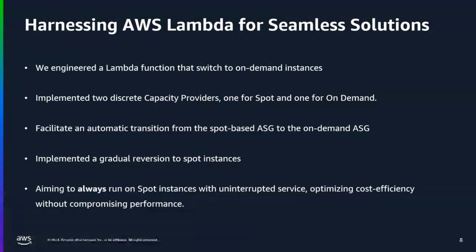This Lambda solution, which we engineered, was more about switching to on-demand instances when needed. As we said, we have two discrete capacity providers, Spot and on-demand. The Lambda facilitated the automation of transitioning from Spot to on-demand as and when the Spot capacity was not available. How we did that? The follow-up slide will explain that.